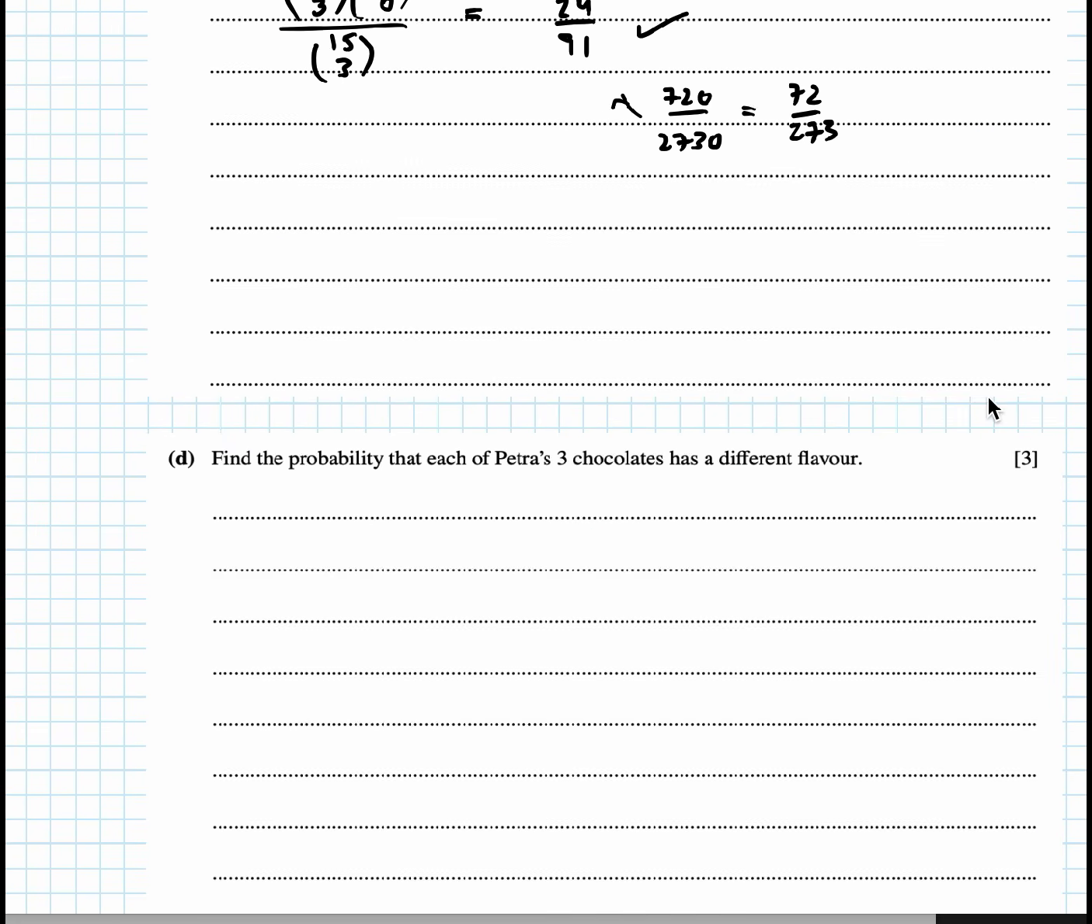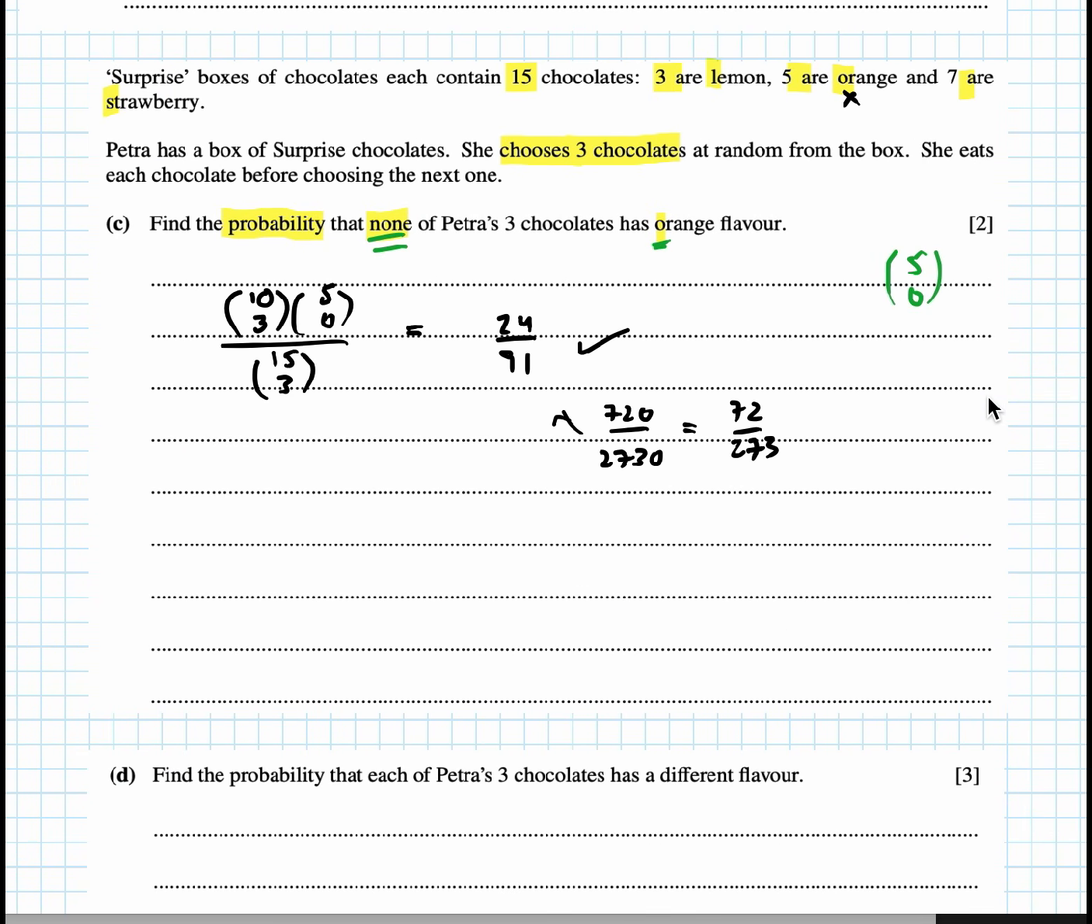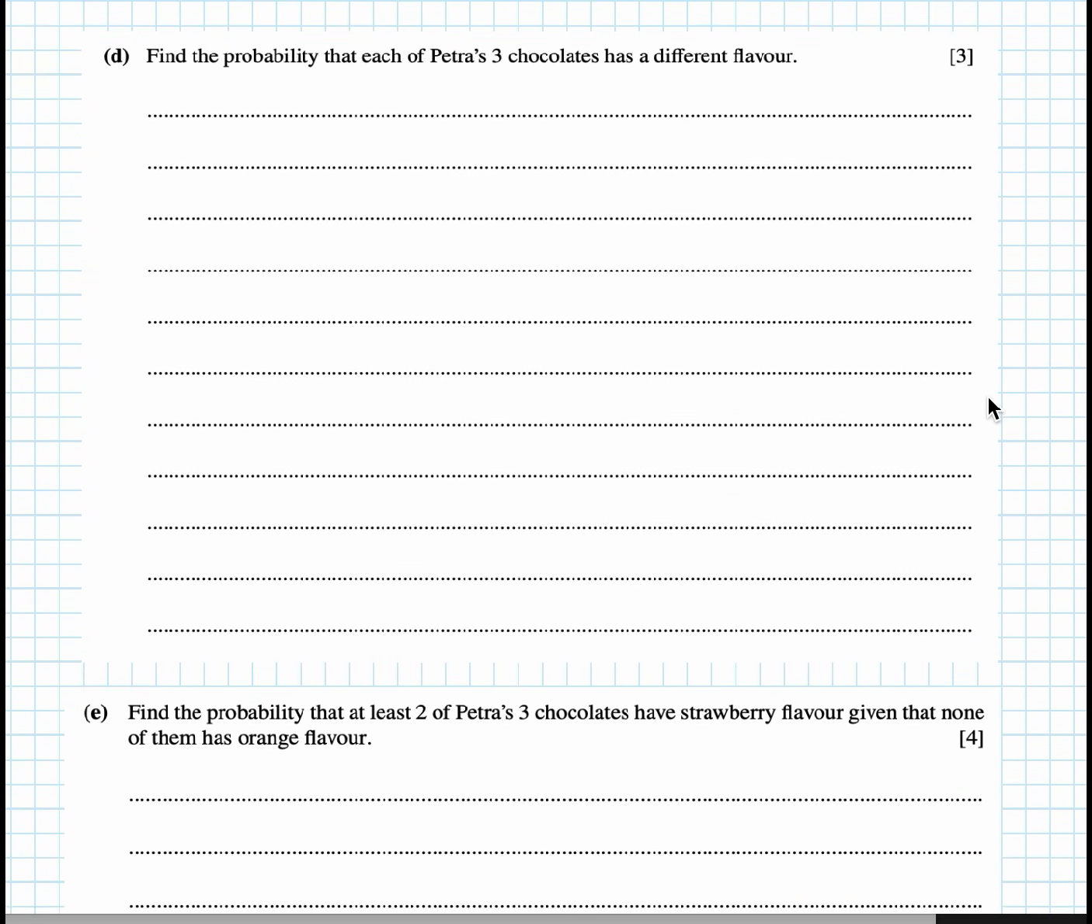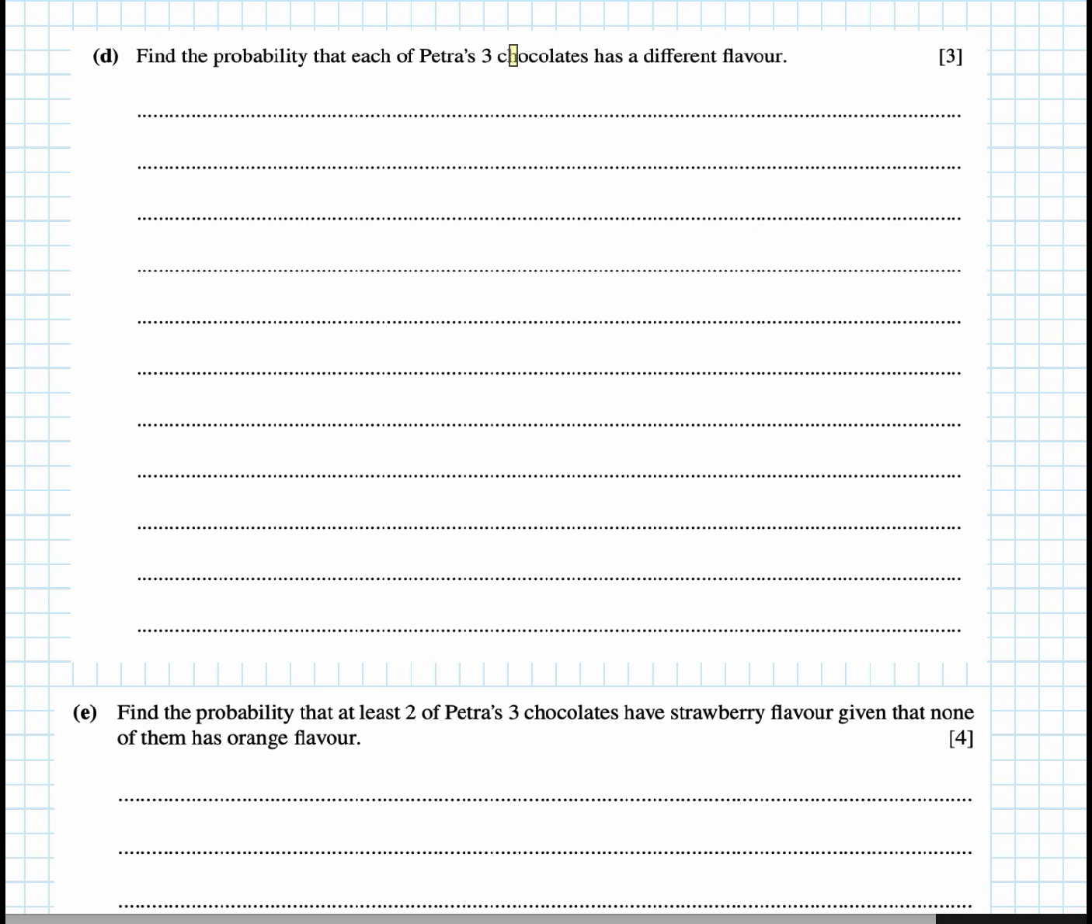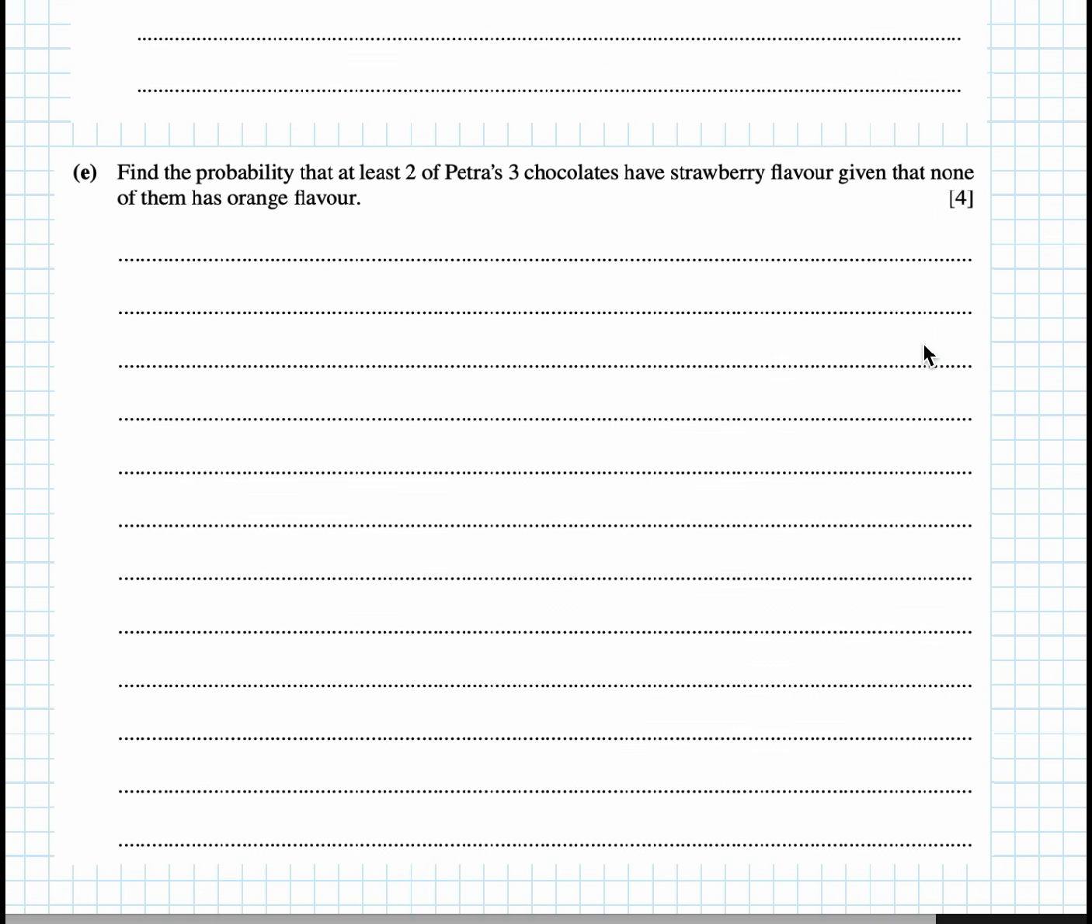There's part D. Let's have a look. So they have a different flavor. So with 3 flavors, lemon, orange, and strawberry, to get one of each is, again, I'm going to use my columns here. So 3 choose 1, times 5 choose 1, times 7 choose 1, all over our total. So again, probability, we're going to find a total over 15 choose 3, which is 3 over 13.